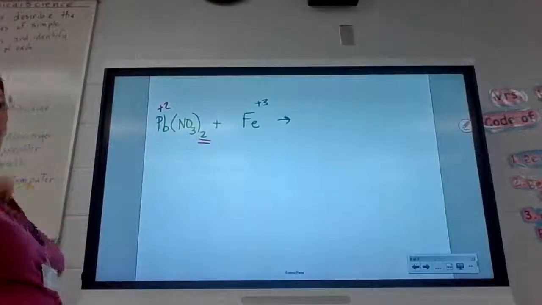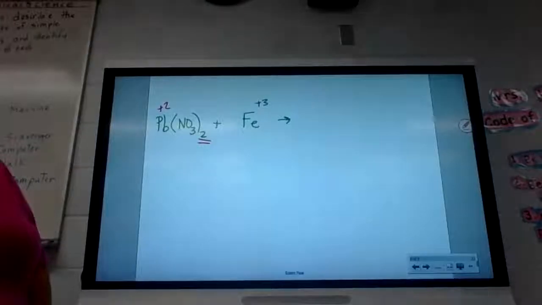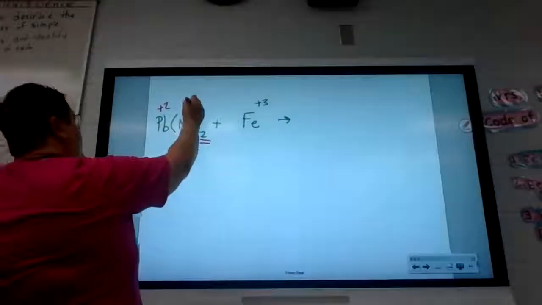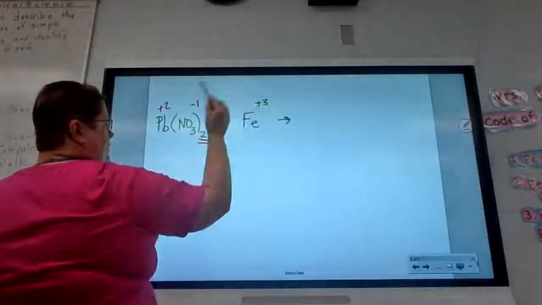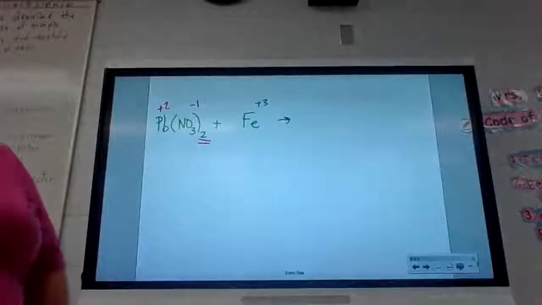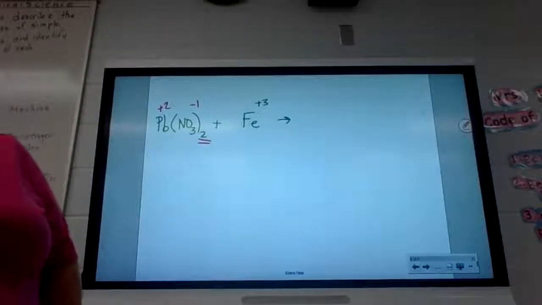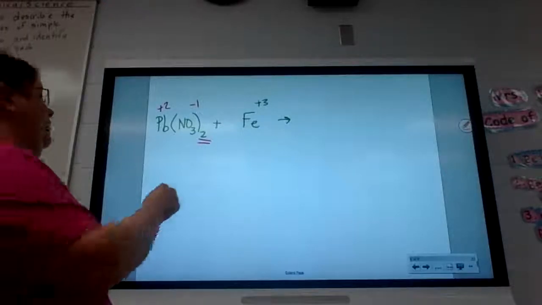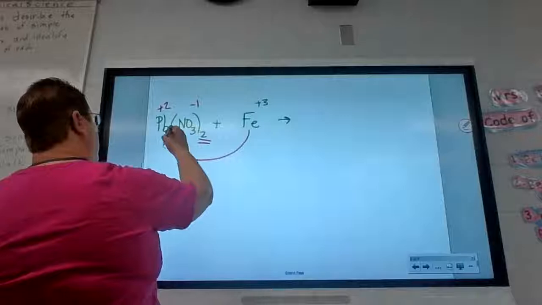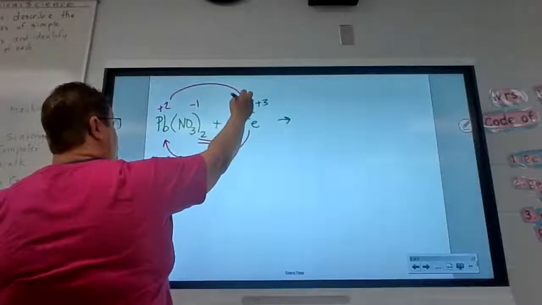All right, what's nitrate? -1. Okay, and we've already said we're using iron as a +3. All right, so from there, you have to switch. Oh, wait, I don't know which one you switch. Oh, the same signs. So who are we switching? Iron and lead. So Fe is cruising over here, and Pb is cruising over there.